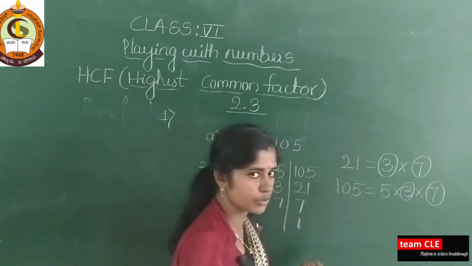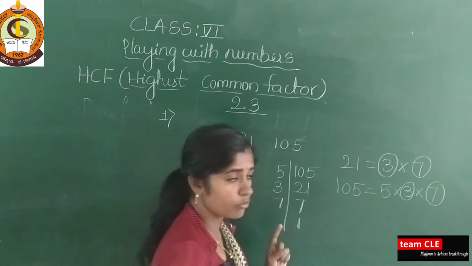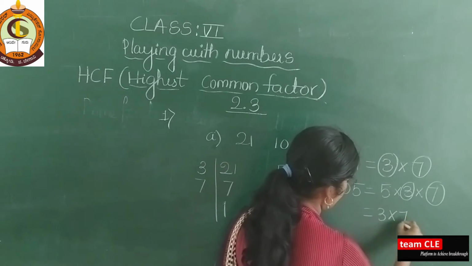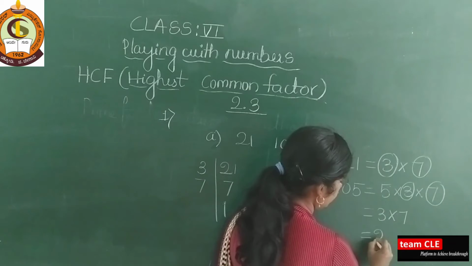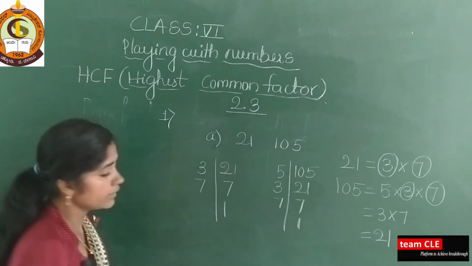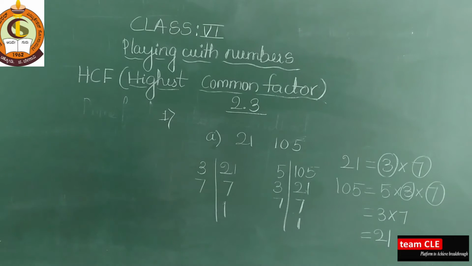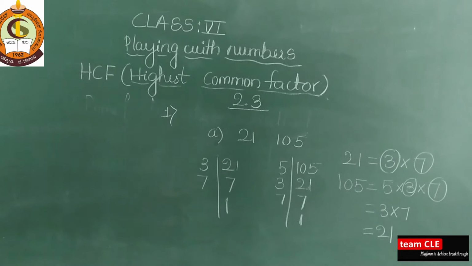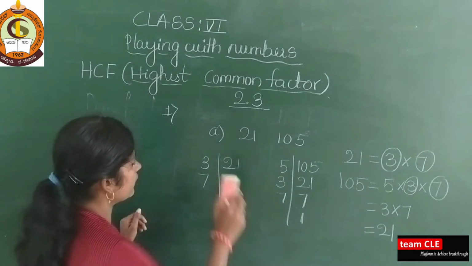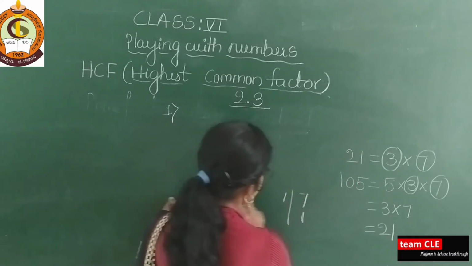They are repeated 2 times, but you take only 1 time. Take here 3 into 7, so 3 7's are 21. Okay, so this type you have to find the HCF of the numbers by the prime factorization method. Yes, let us take one more example from your exercise.